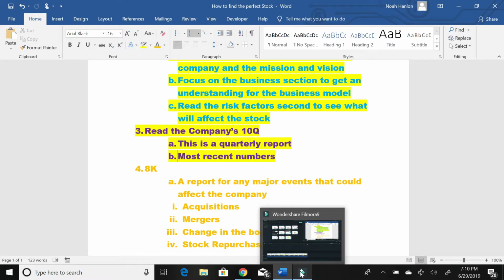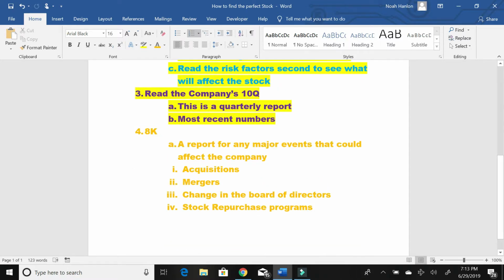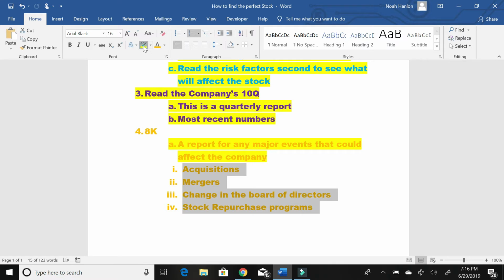And the last thing that you're going to want to read into a company is the 8-K. The 8-K is a report of any major event that could affect the company. This would include acquisitions, mergers, changes in the board of directors, or stock repurchase programs. The reason why you want to read the 8-K is because any of these events could positively or negatively affect the company over time, which would in turn change the stock price over time. So you really want to pay close attention to any of these major events that happen to any company that you want to invest in.